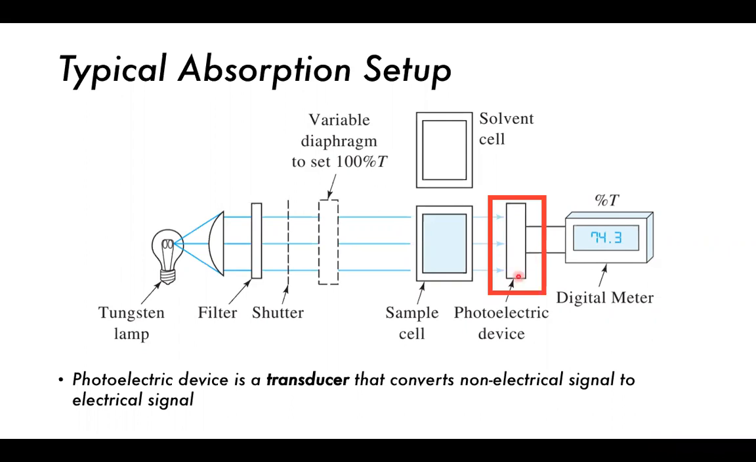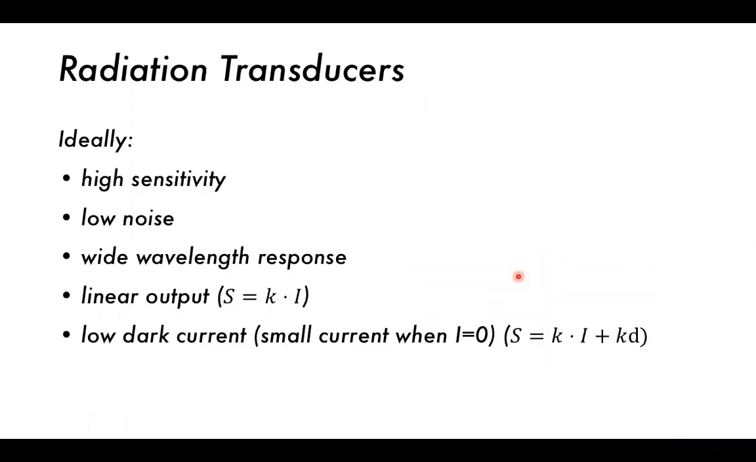All right, the photoelectric device. So this is how do we detect our actual light? This is the last thing we'll talk about in our discussion of the optical instruments. So ideally a radiation transducer, which is what is converting our photo signal into an electrical signal. Ideally, it is highly sensitive. It has low noise. So what does that mean? That means it doesn't produce a lot of background signal, so that the signal is predominantly or totally, hopefully, from the measurement of our sample.